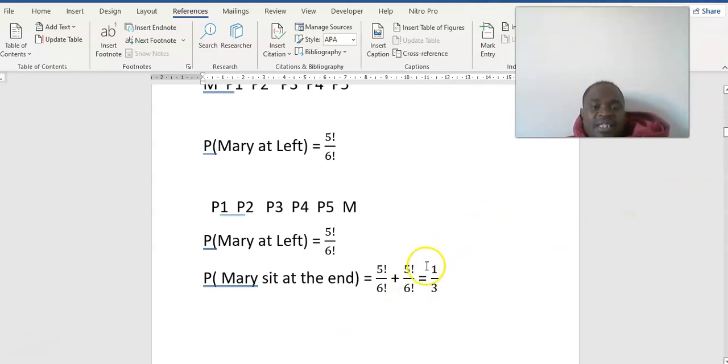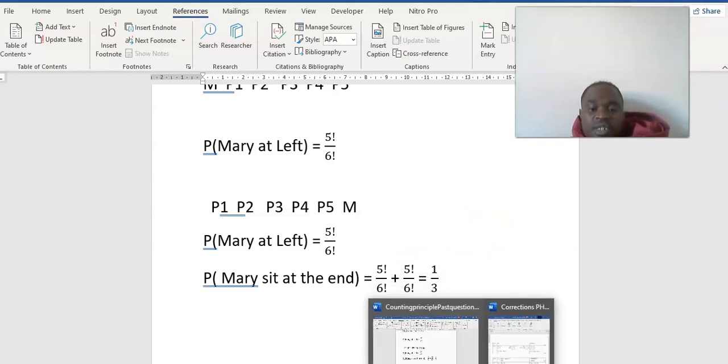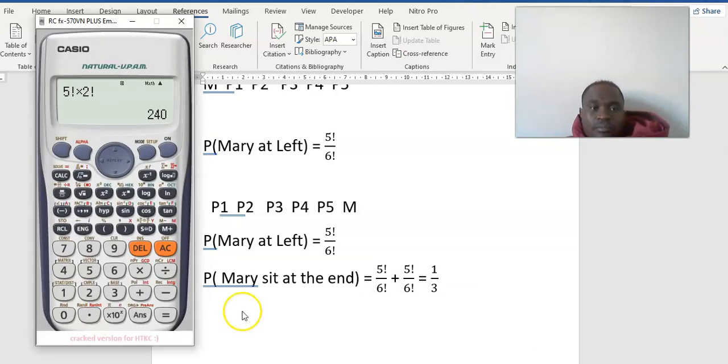Then if you add, you are going to get this. You can also multiply it by 2. It will still give you the same answer. So let's add this. We have 5 factorial over 6 factorial, plus 5 factorial over 6 factorial. That will give you 1/3.